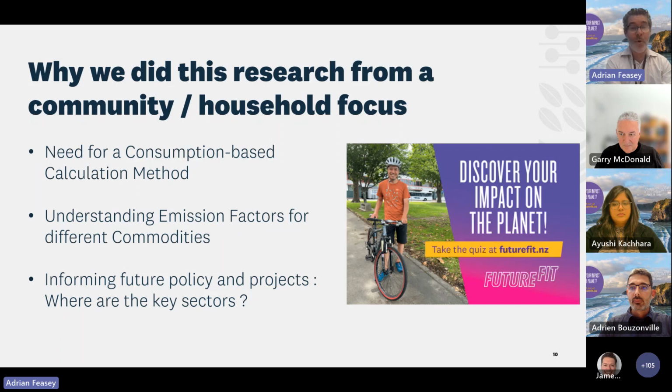Following the publication of the Auckland CBEI, we identified the need for a consumption-based calculation method based on using spend data, given how readily available it is. Producing spend-based emission factors or intensities for a range of commodities provided a way to achieve this, which led to the work being commissioned by us. We also wanted to know which categories or sectors had high emissions to help us develop policy and projects, as well as identify possible gaps in our work program.